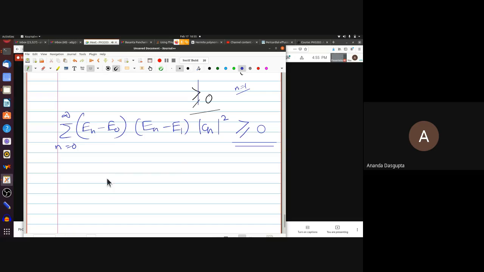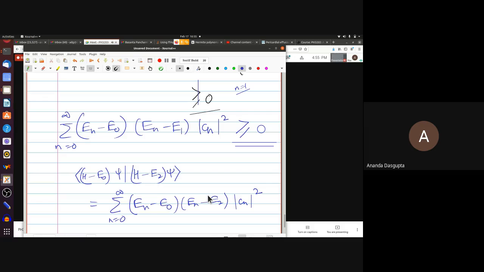Suppose I started with (H minus E0)ψ and (H minus E2)ψ in the calculation. Again, this would just be En minus E0. Actually, it's the conjugate of En minus E0, but En and E0 are both real, so it doesn't matter. En minus E2, |Cn|². Is this guaranteed to be positive?